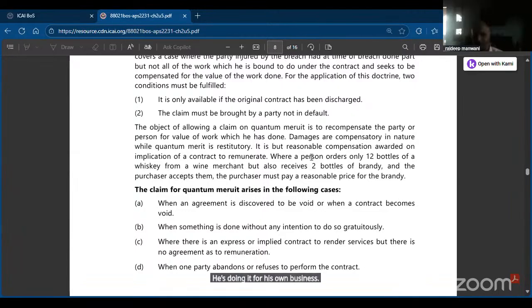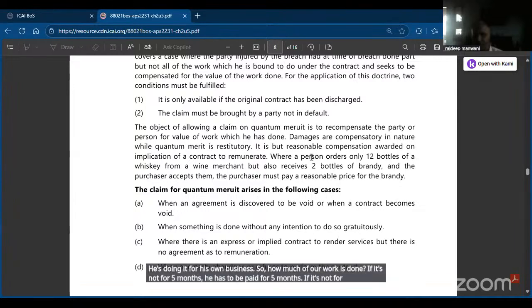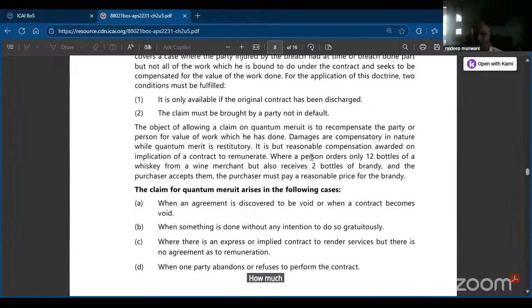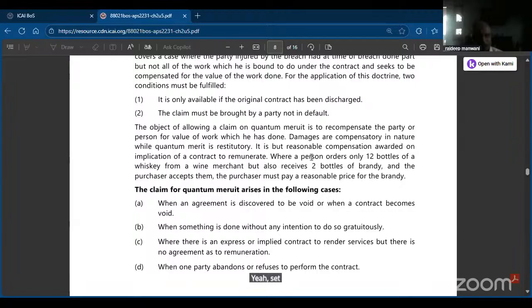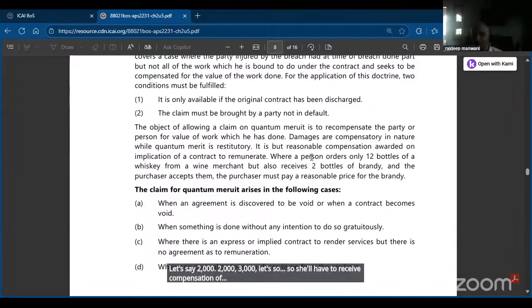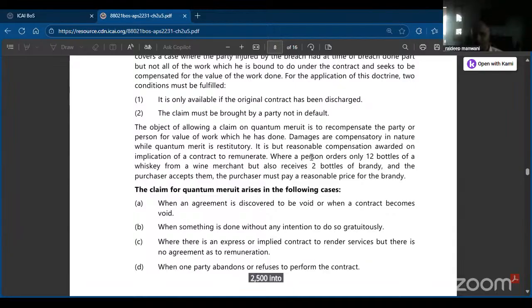So however much work he's done, if he taught for 5 months, he has to be paid for 5 months. If he taught for 3 months, he has to be paid for 3 months. What is the reasonable fee which tuition teachers charge? How much do they charge for maths tuition? 2,000 per month, 1,000 per month. Around 2,000, 3,000. So she'll have to pay compensation of 2,500 into 5, 12,500 approximately. That is the reasonable amount that has to be paid.